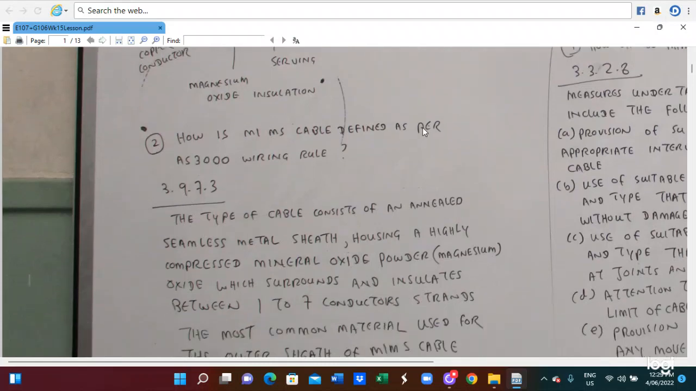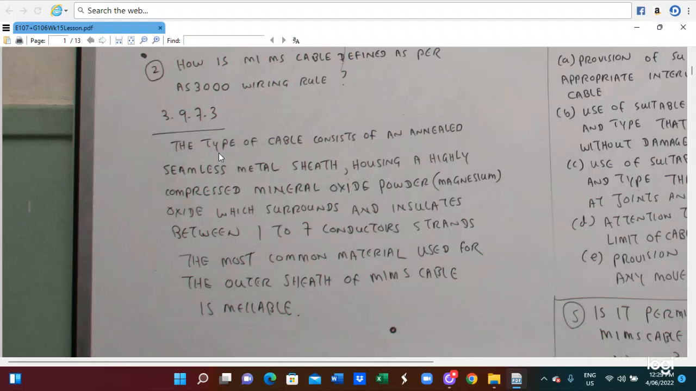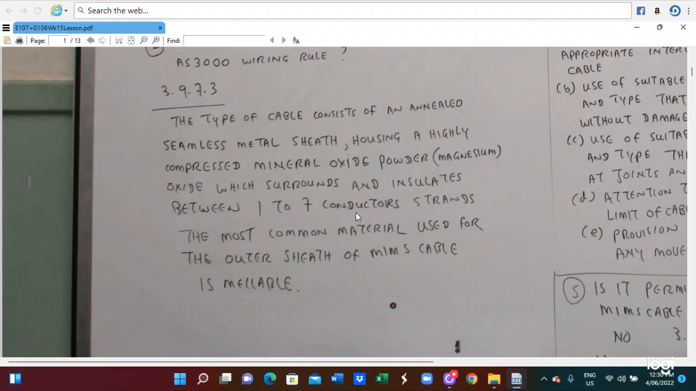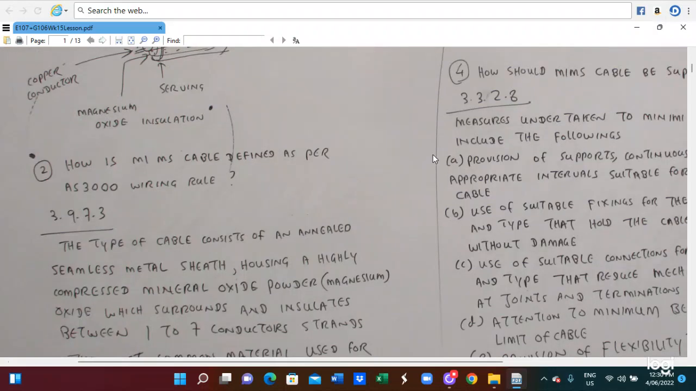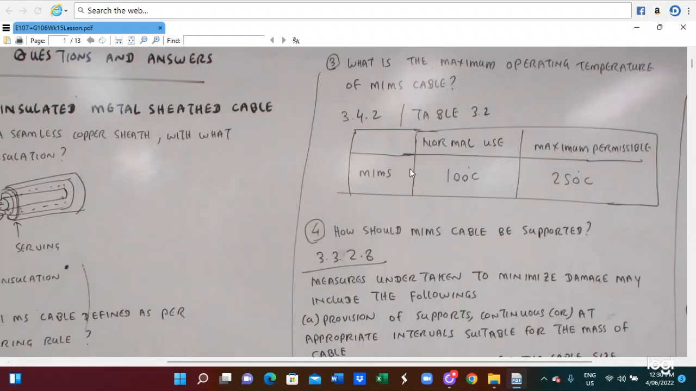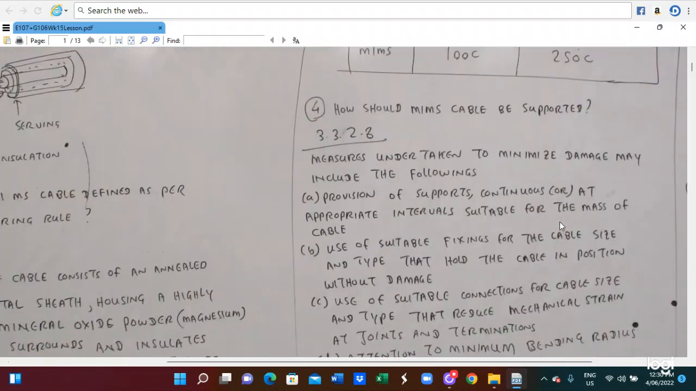How is the MIMS cable defined in AS3000 wiring? Clause 3.9.7.3 describes the type of cable. It consists of a seamless metal sheath housing tightly compressed material, magnesium oxide powder, which surrounds and insulates between the 1 to 7 conductors. The most common material used for the outer sheath in MIMS cable is copper. What is the maximum operating temperature of MIMS cable? Normally we use 100 degrees centigrade, maximum temperature 250 degrees centigrade.